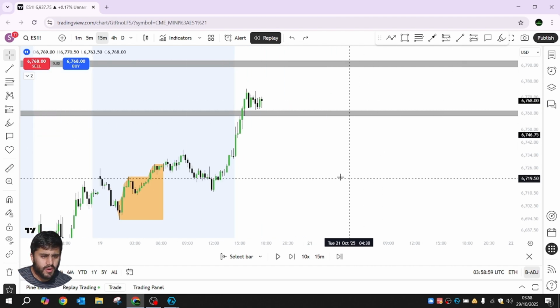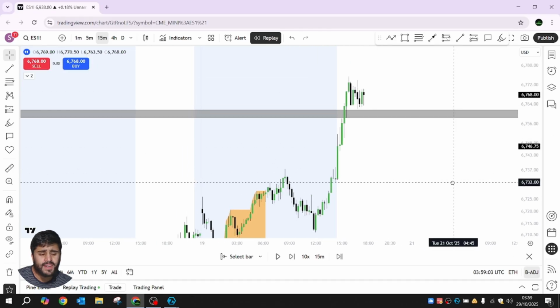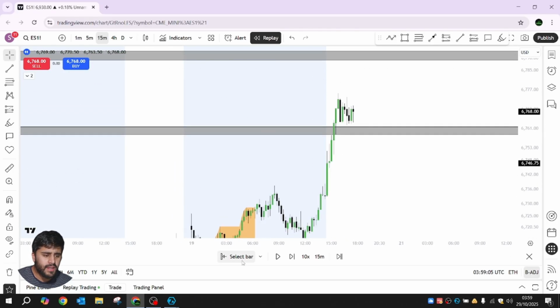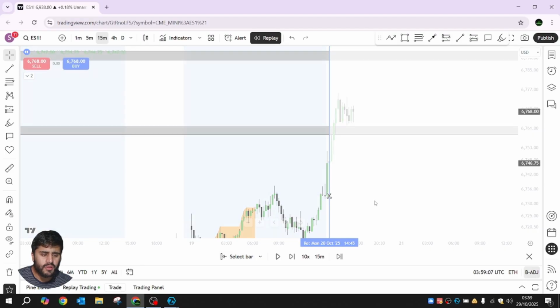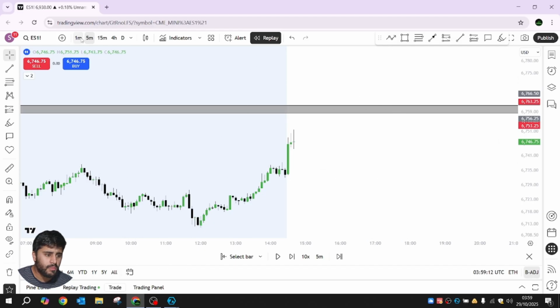Now that price comes into your key level, right? So this is now Monday, the 20th of October. I didn't take a trade on this day, but I'm going to be breaking it down candle by candle, what I'm looking for as the market opens, right? So we're going to go down to the 1 minute chart.